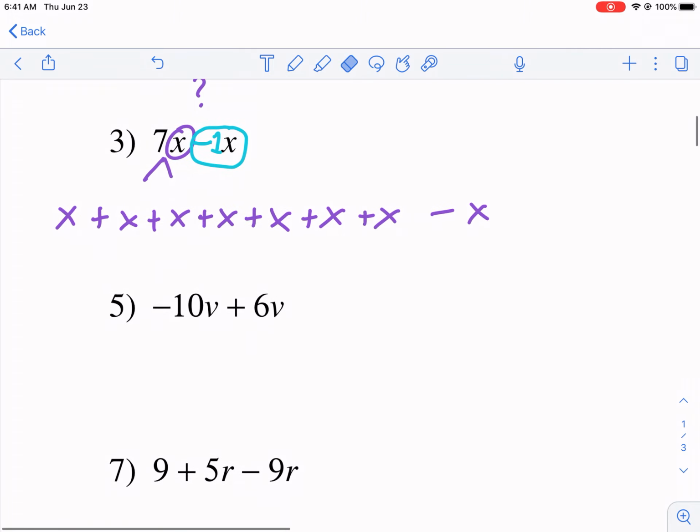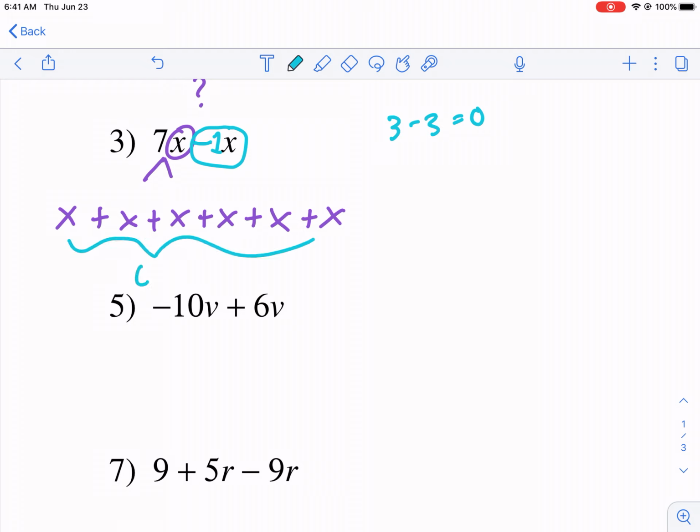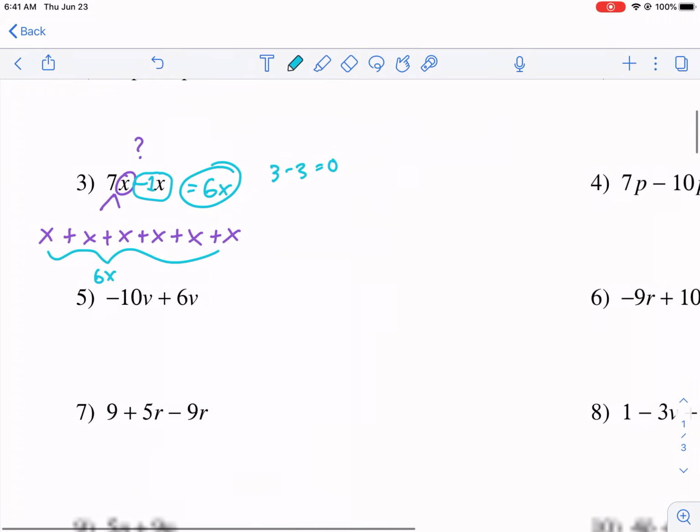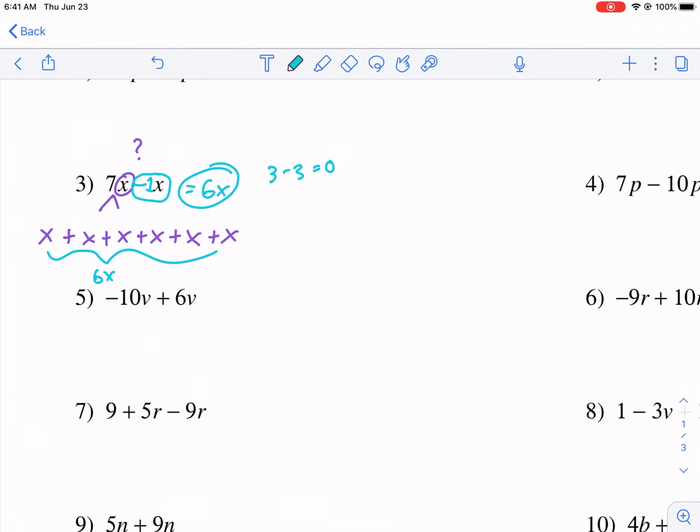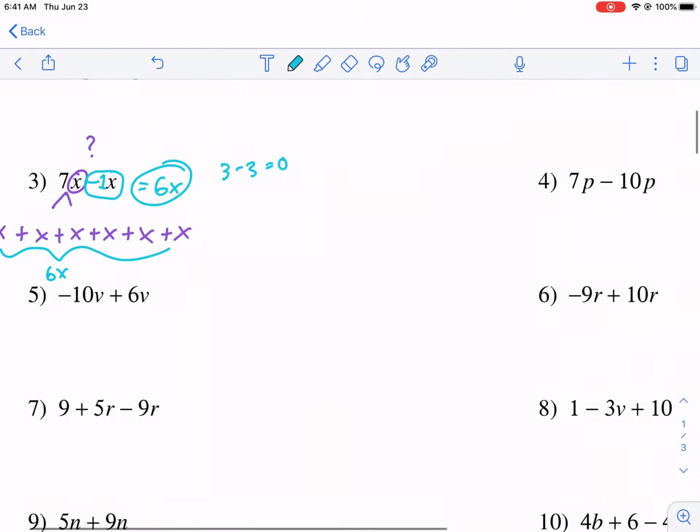All right, so now we have x plus x plus x and so on, 7 times, minus x. Well, we do know that x minus x, same thing as like 3 minus 3, is going to give us 0. So essentially this cancels away, and we could put plus 0 here, but we don't need to, okay? So what's left? We have 6 x's, or we can write that as 6 times x. So that's going to be our answer for this. Simplified answer, 6x. We don't know what the value is, but we can simplify it. Remember, we're just simplifying here.